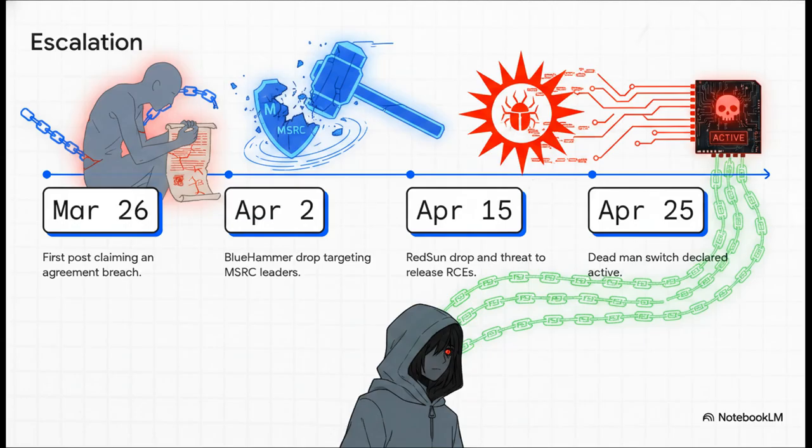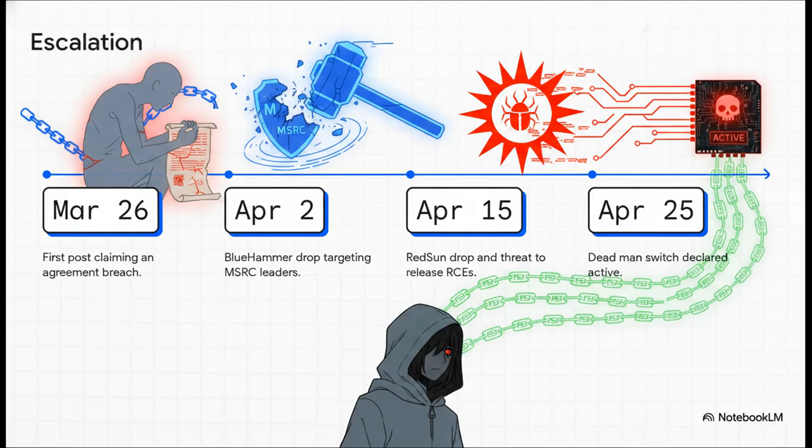On day 1, which was March 26th, the first post appears. The researcher claims a prior agreement was violated, says they've been left homeless, and explicitly states Microsoft stabbed me in the back. Fast forward just over a week to April 2nd, and we get the BlueHammer drop, which deliberately targets MSRC leadership by name. By April 15th, things escalate again with the Red Sun drop, bringing direct threats to release those RCEs we just talked about. And finally, on April 25th, the dead man switch is declared active.